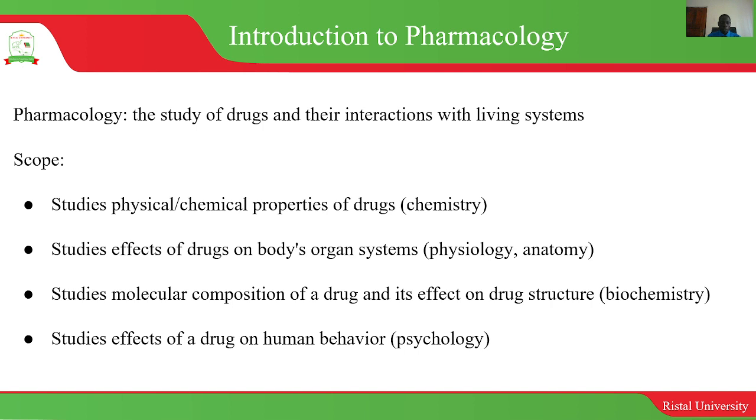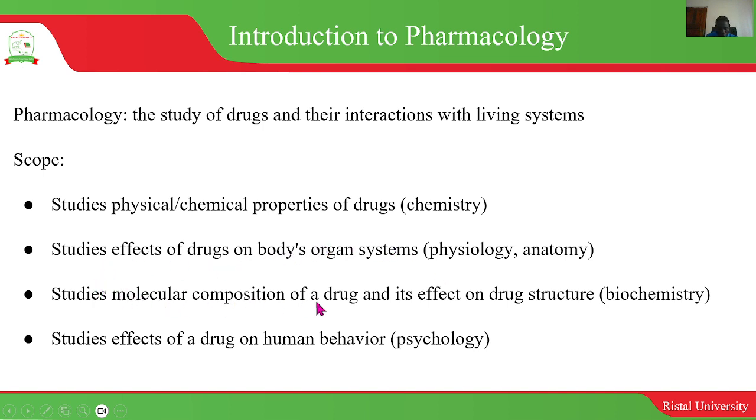We said pharmacology is the study of drugs and their interactions with living systems. That's to say, the systems within our bodies. The scope of these studies: we study the physical and chemical properties of the drug. That is the chemistry. We shall also be studying the effects of drugs on the body's organ systems, that is the physiology and anatomy, how the drugs interact with the physiological system and also the anatomical setup of the body systems.